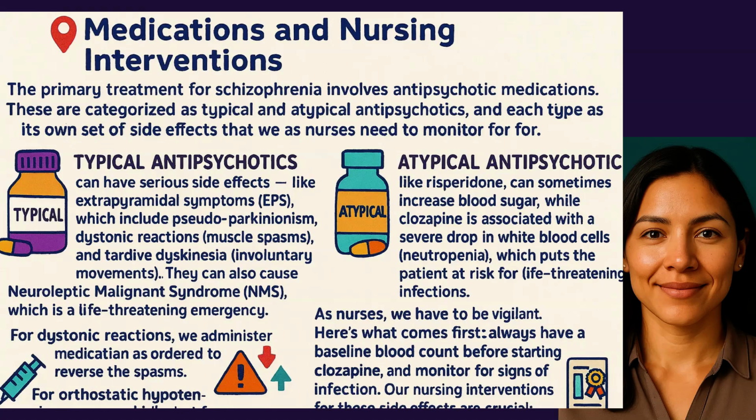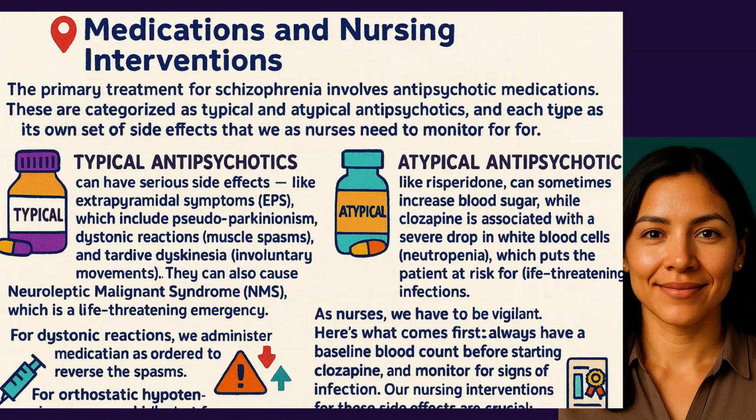Atypical antipsychotics, like risperidone, can sometimes increase blood sugar, while clozapine is associated with a severe drop in white blood cells, neutropenia, which puts the patient at risk for life-threatening infections. As nurses, we have to be vigilant. Here's what comes first. Always have a baseline blood count before starting clozapine and monitor for signs of infection.